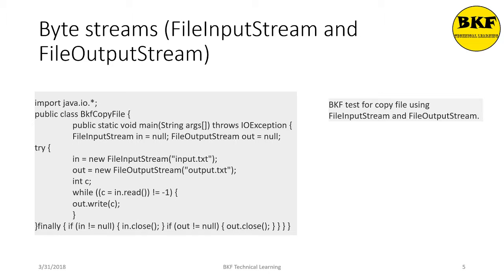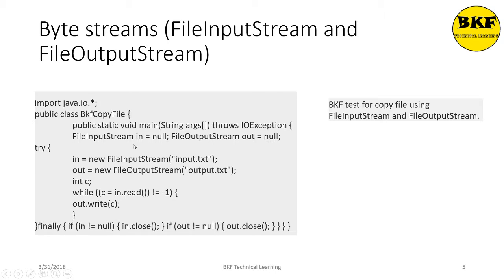Now coming on to our example, we have a class CopyFile, then we have a main method which throws IOException. We create instances of two classes, FileInputStream and FileOutputStream, and we initialize them to null. Then we make use of two files. Input.txt is the file from which I'm going to read the text, and output.txt is my output file into which I'm going to write the contents of input.txt.